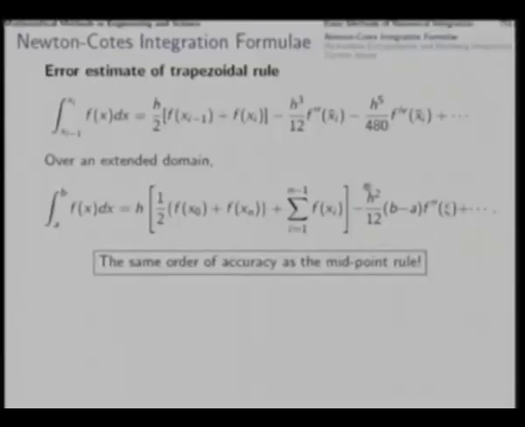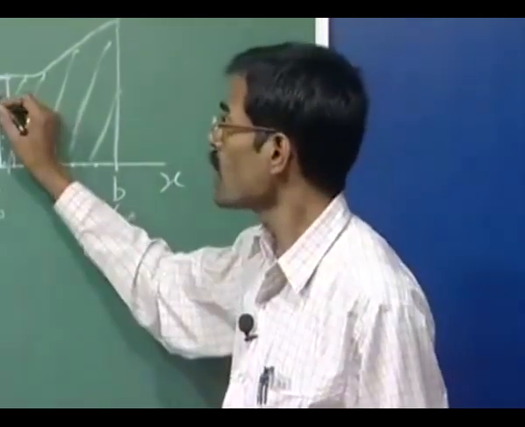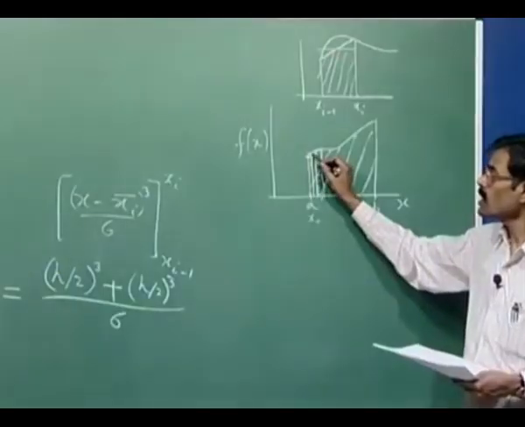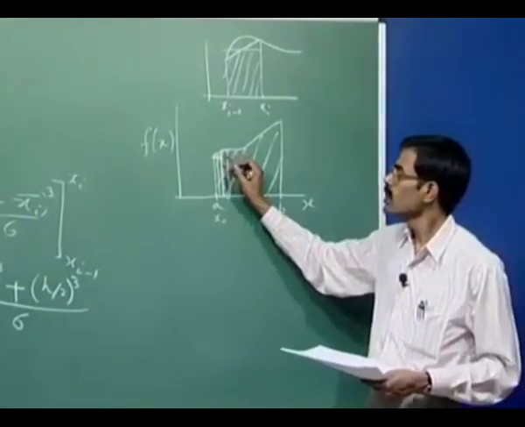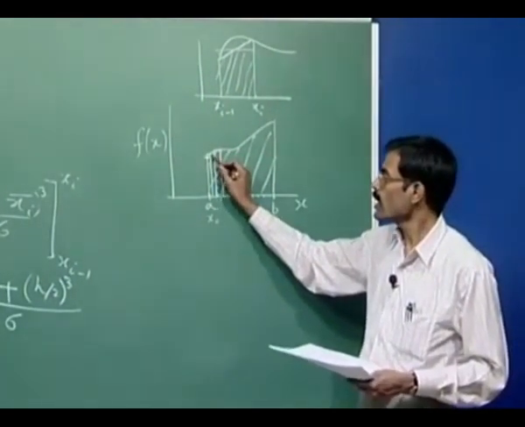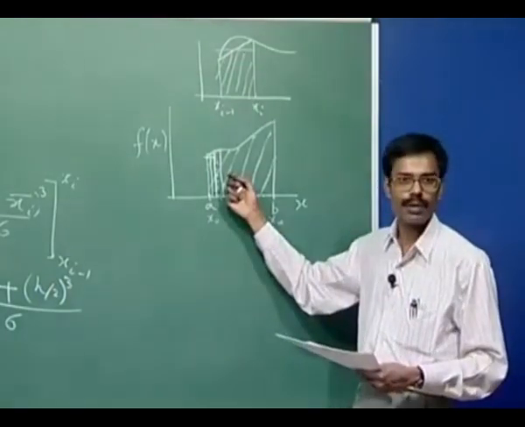Now, in this case the midpoint rule has an advantage and the trapezoidal rule has another advantage. What is the advantage that the midpoint rule has? The midpoint rule has the advantage that just by using one function value at the midpoint, the leading errors on this side and that side tend to cancel out. This is the advantage of the midpoint rule.